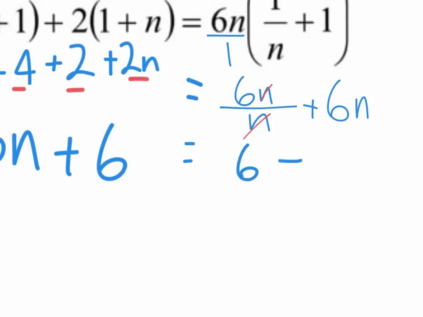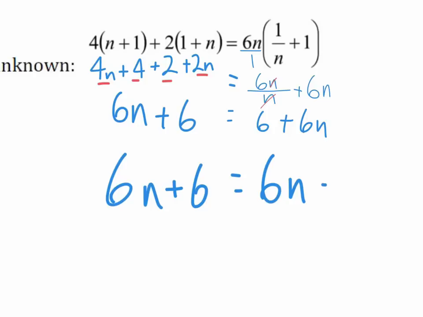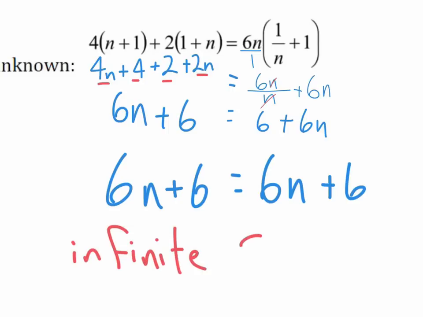6 plus 6n. And if we reverse these terms so that we have 6n plus 6 equals 6n plus 6, we see that they're identical on both sides of the equation, meaning that this example has infinite solutions, or all real numbers. That's the answer.